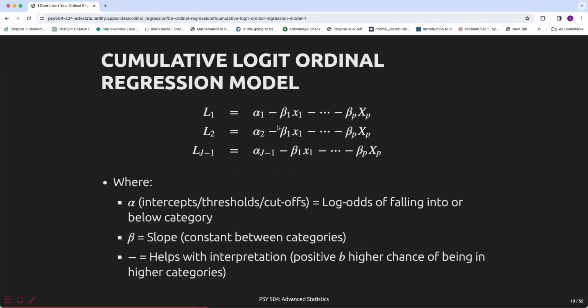Looking more into the equations themselves, the alpha are going to be our intercept, or our threshold, or our cutoffs, right? This is just the log odds of falling into or below a category, the cumulative probability of being at a particular category or below it. That's all that alpha is. Beta is going to be our slope, like in a standard regression, right? This is constant between the equations, so they're the same. So does anyone notice anything odd about these linear models that we're fitting here, or at least the equation?